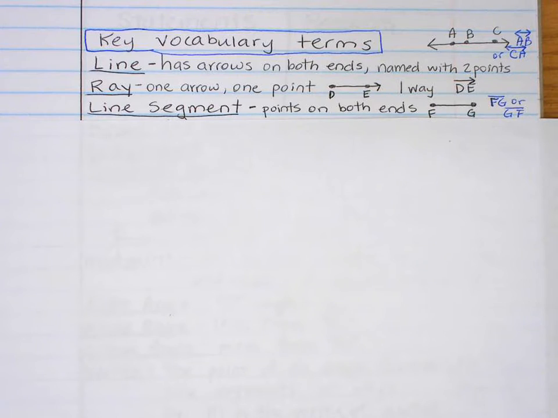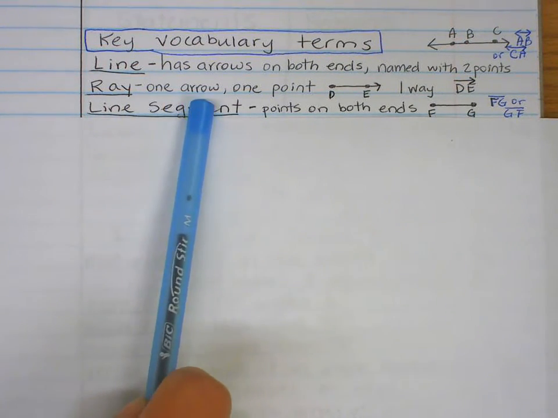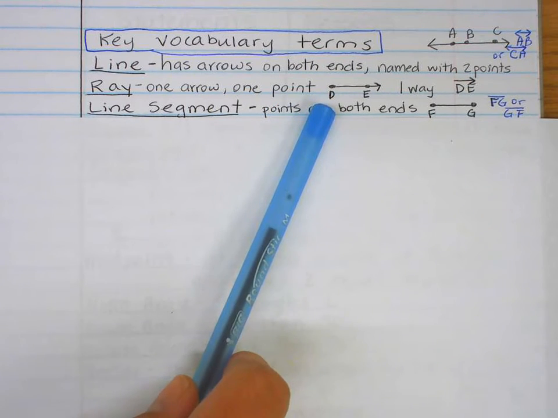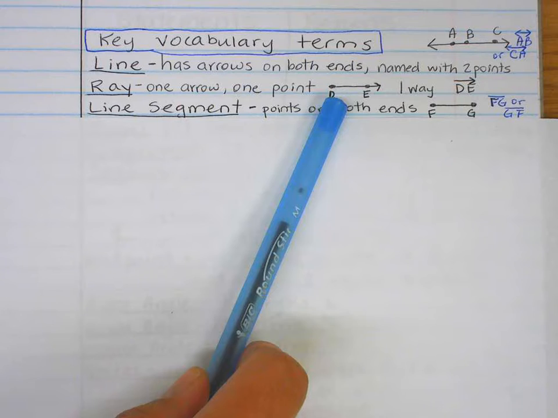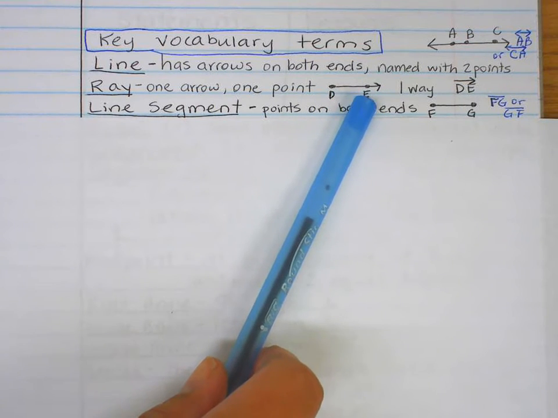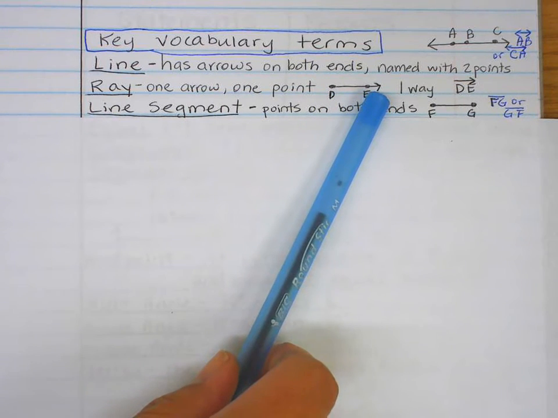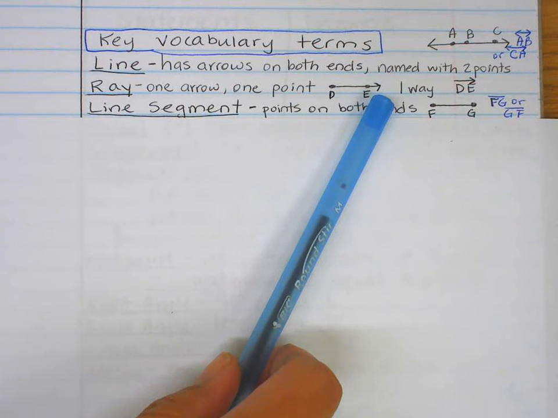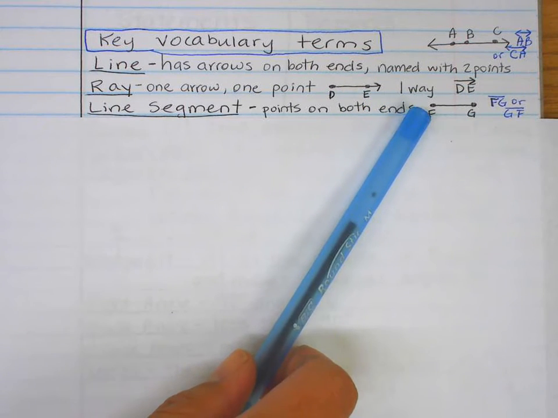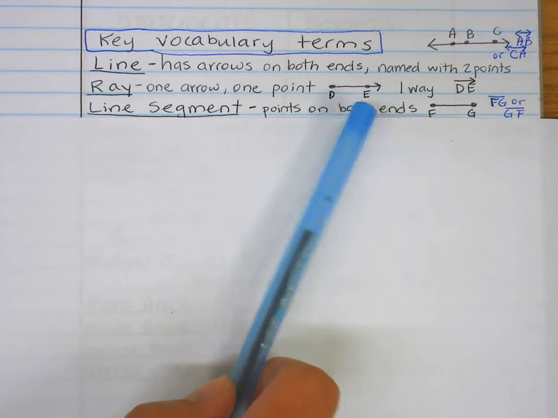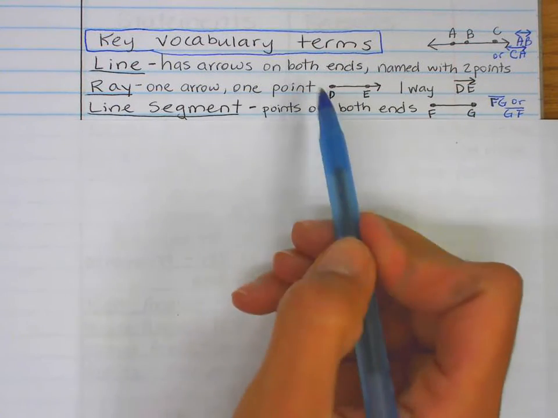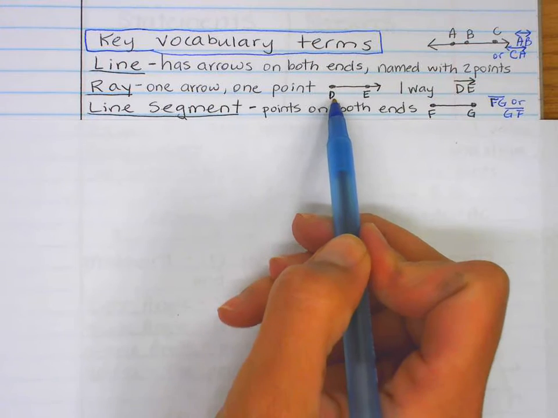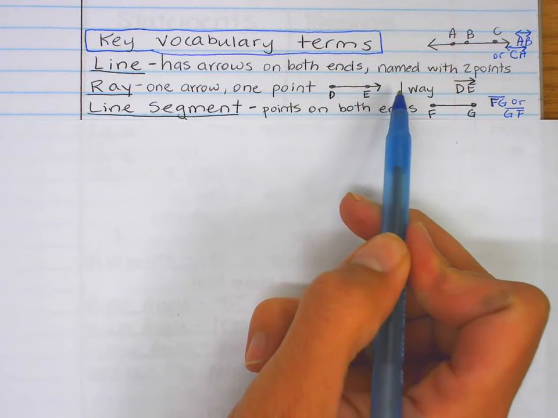Okay, the next thing is a ray. A ray has 1 arrow and 1 point. At the point, it stops. It will never go beyond point D. But after E, there's an arrow, and that means it keeps going forever and ever. There's only one way to write this ray. You have to start at the endpoint, which is D, and then it keeps going at E.